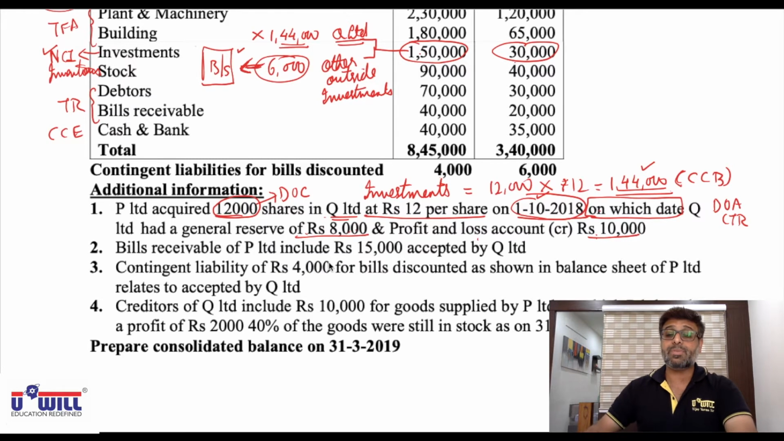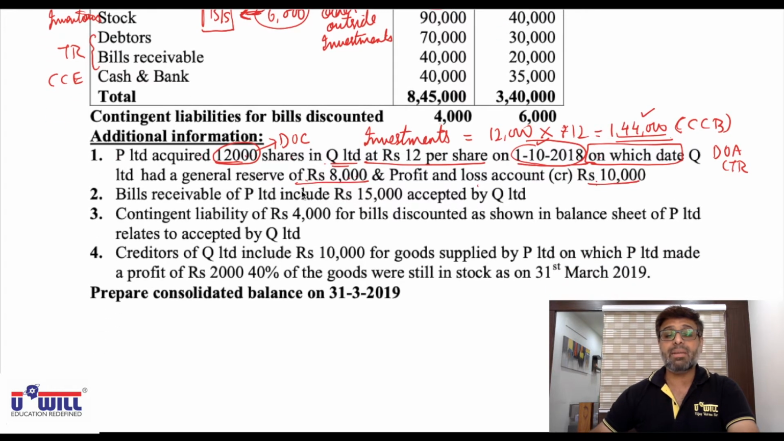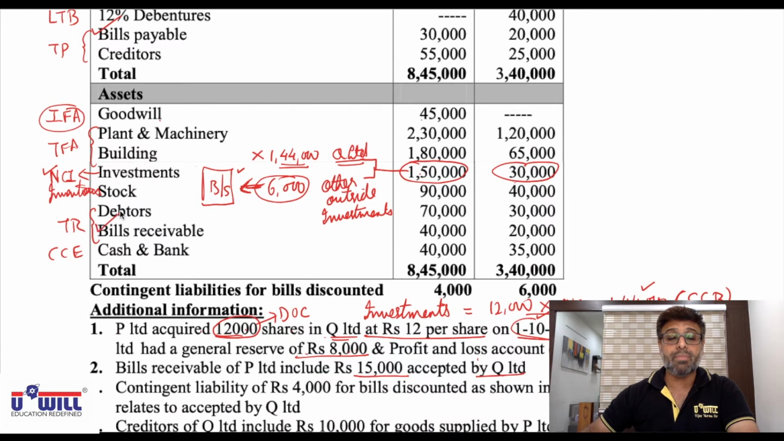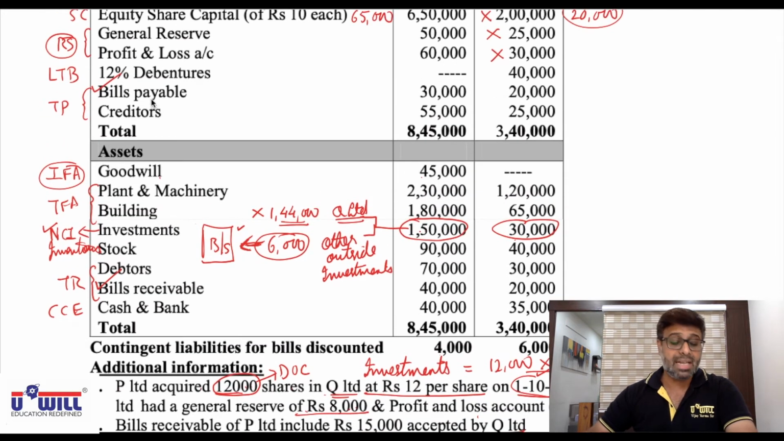Look at the entire adjustment once again. P Limited acquired 12,000 shares in Q Limited at rupees 12 per share on 1/10/18, on which date Q Limited had general reserve of 8,000 and P&L account credit of 10,000. Bills receivable of P Limited include 15,000 accepted by Q Limited, that is intercompany adjustment. Put tick on bills payable and tick on bills receivable. We will minus 15,000 from bills receivable as well as bills payable.